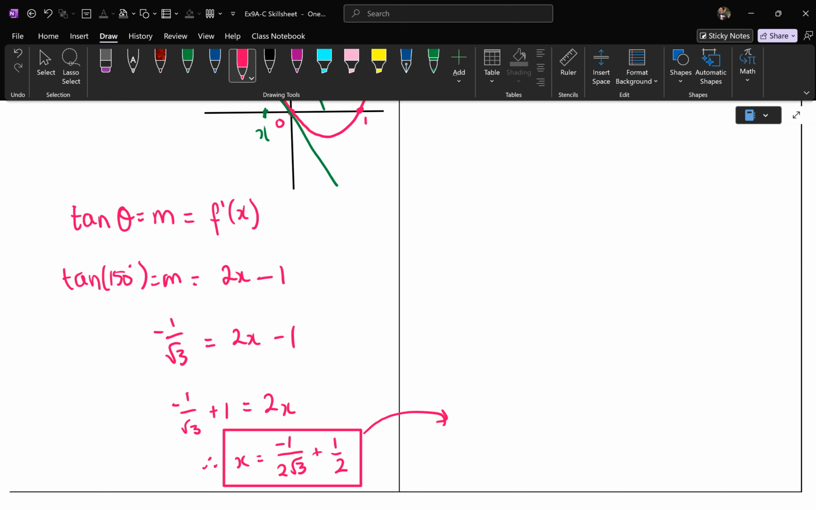Usually I'd probably combine the terms. I wouldn't leave it as separate terms. So I would write it as negative 2 plus 2 root 3 all over 4 root 3. But it's also possible that in exams they don't want you having irrational denominators, so you might have to rationalize the denominator as well, so times both top and bottom by root 3.